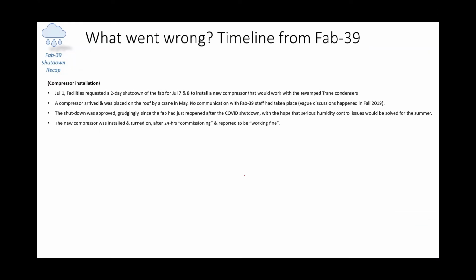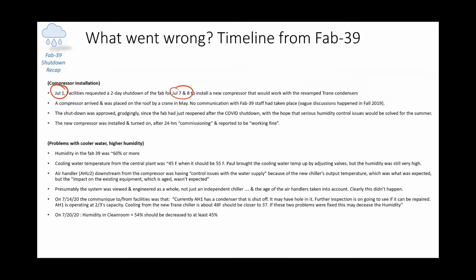There was a compressor installation on July 1st. We were informed that they were going to do that on July 7 and 8. After a little bit of back and forth, it was agreed that that was acceptable despite some reservations, because that new system is supposed to help with the summer humidity problems. At the same time, things didn't go as planned with that installation, and so the humidity rose to 60, 65%.